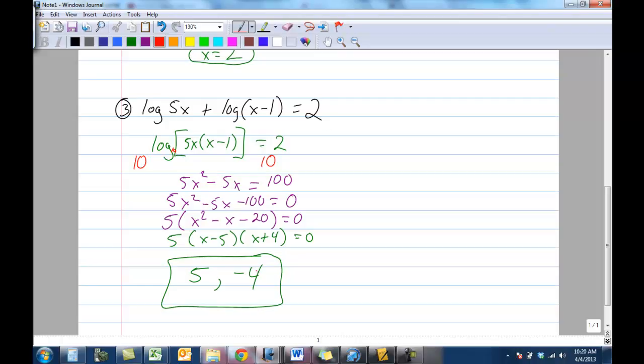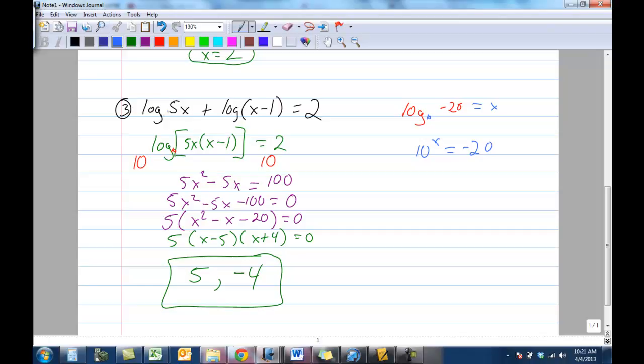But here's the problem with negative 4. Log of negative 20 cannot happen, right? Check it out. We can't have log of negative 20, right? That goes back to the whole thing. The base here is 10. 10 to the power of x will give us negative 20? Nothing. Nothing gives us a negative.